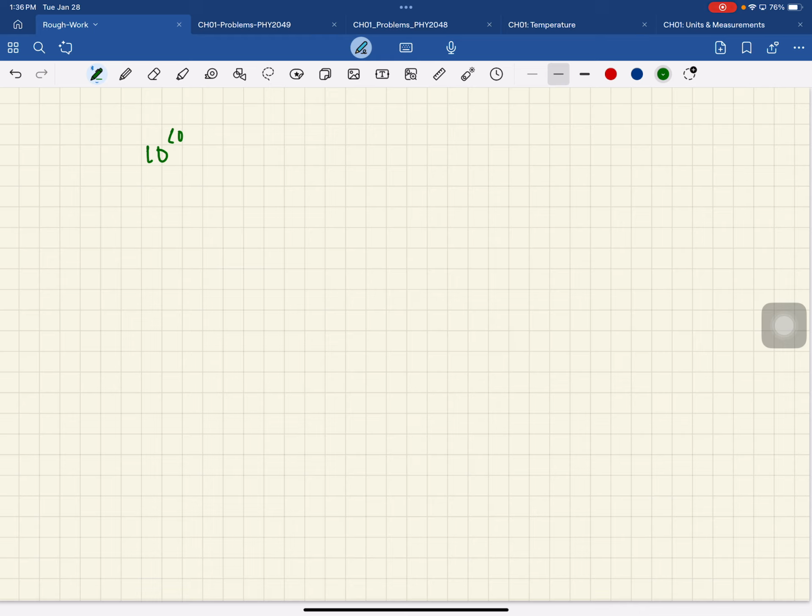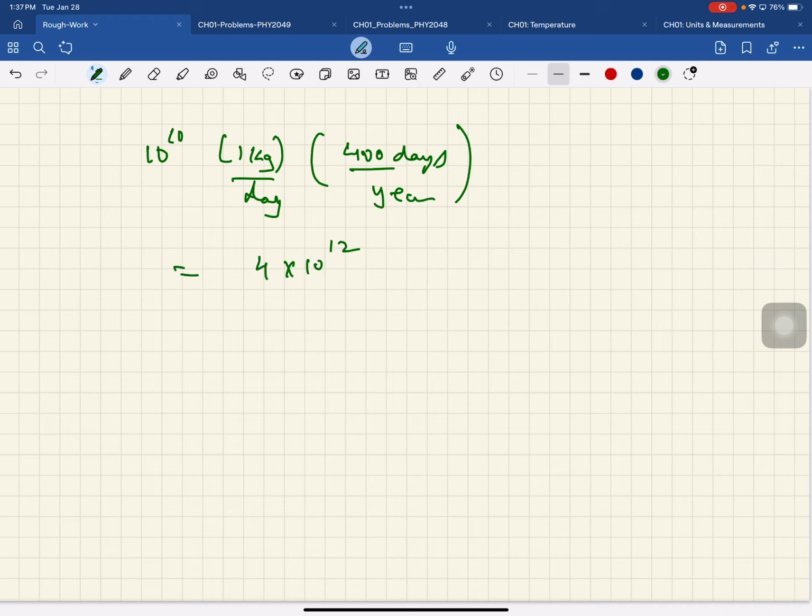Okay? How much food do you eat in a day? About a kg, 2 pounds? We'll say roughly 1 kg per day. How many days in a year? 360. We'll say 400 days. Okay? There you go. 4 trillion kg of food are eaten per year. Okay? That's a Fermi calculation.